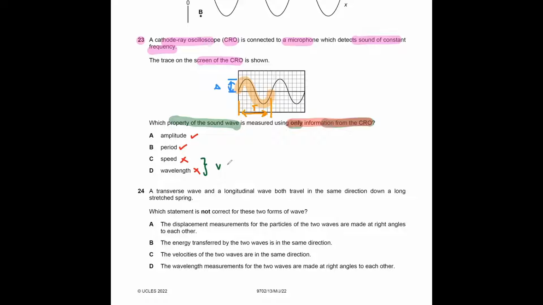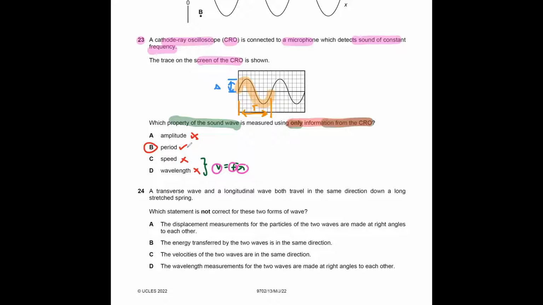Namely, you have to use v equals f lambda. So you will need to get your lambda from somewhere else, your frequency from somewhere else, before you can even find your speed. Okay, so for speed and wavelength, you cannot actually get it directly from your CRO, but amplitude and period you can. But now there's an issue where you seem to have two possible answers. In your case, amplitude is actually not correct here. Period is the one that you can actually get directly from your CRO.